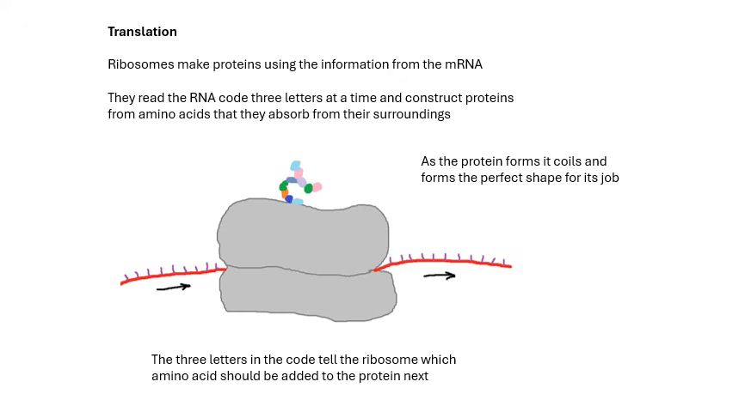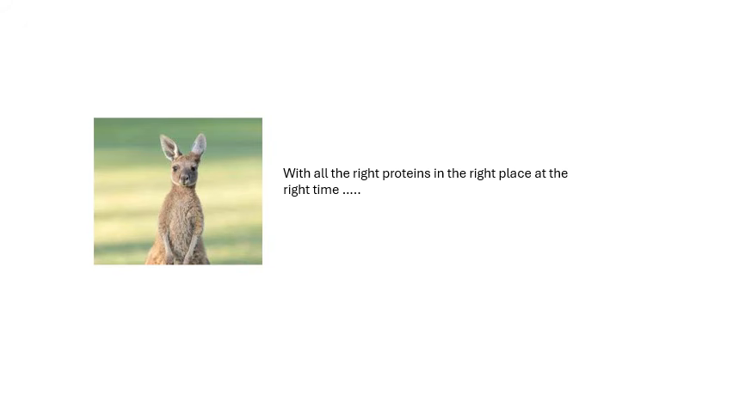And the 3 letters in the code tell the ribosome which amino acid should be grabbed from outside and added to the protein next. So ribosomes are the factories which make proteins, and they get the information to do that from the messenger RNA. And then if you've got all the right proteins in the right place at the right time, you've got Kevin the kangaroo.